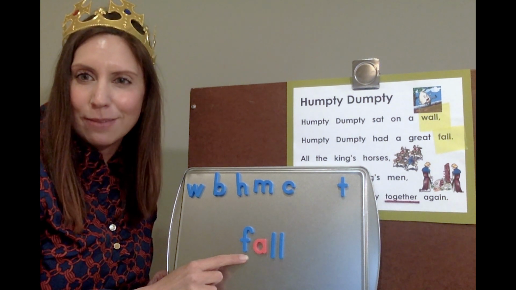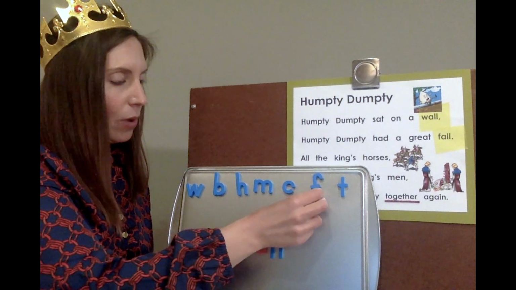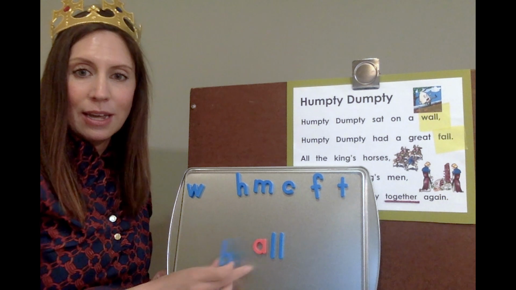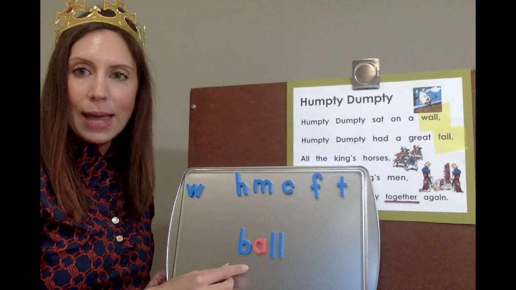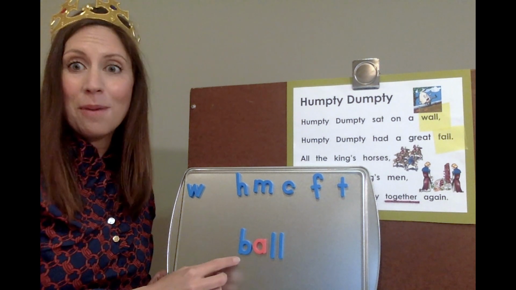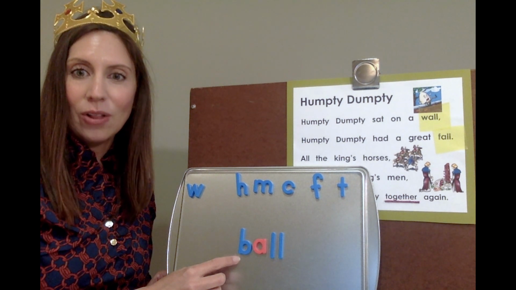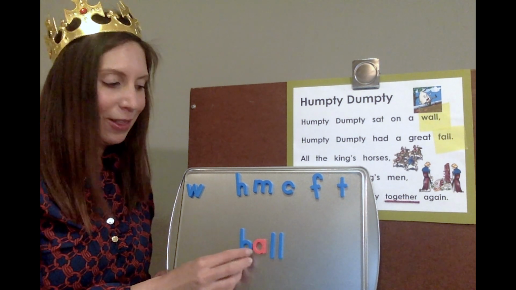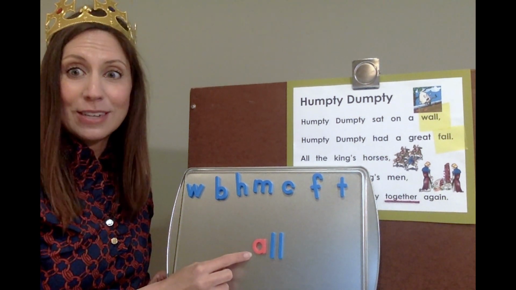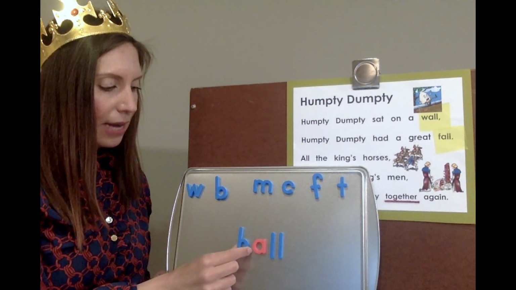Let's see if we can make some more words that rhyme with wall and fall. What if we put a B at the beginning of this part? What would we make? All. Ball. Wall, fall, ball. Those words rhyme. I'm going to take off the first letter and see if I can make any more words. What about if I put an H?